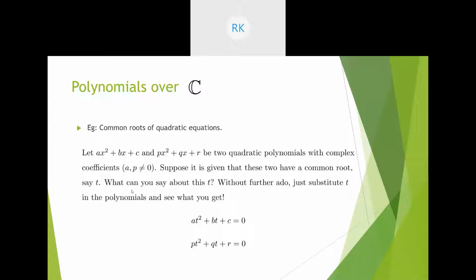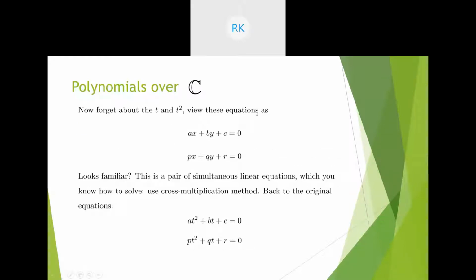Well, okay. So that is basically what we are going to do here. So we are going to think of these as linear equations by replacing t square by x and t by y and see what we get out of it. So you have these two simultaneous linear equations, and as you know, they are going to be solved using cross multiplication method. You have to be careful that this x and y are t square and t, but that doesn't change the method at all. It's the same method, exactly the same.